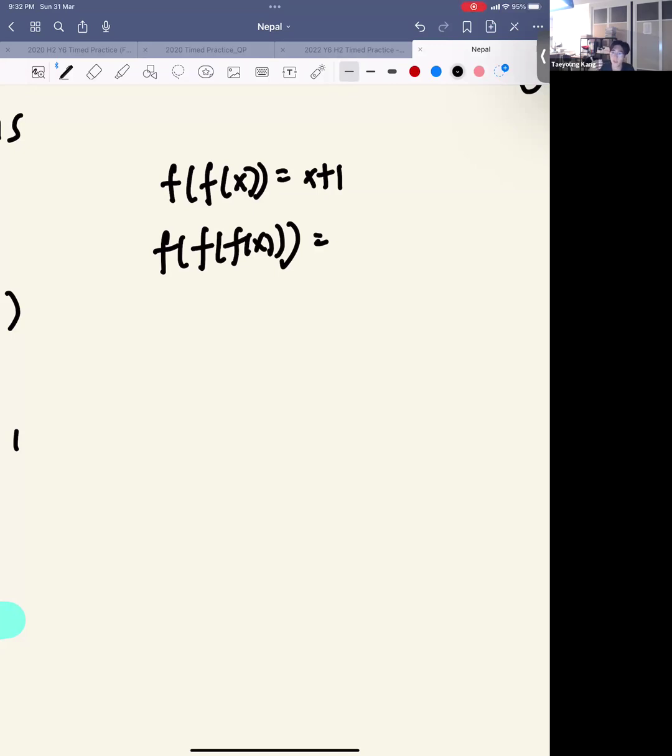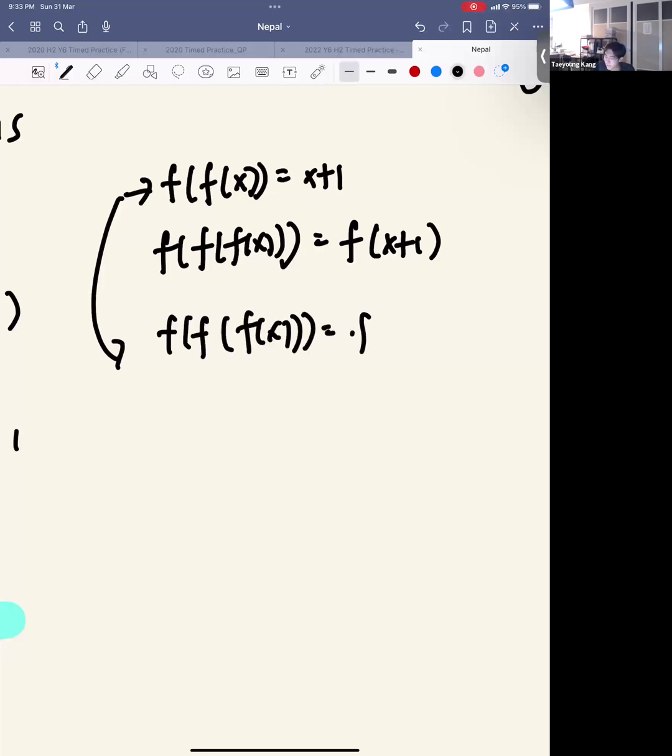The first way is you put a function on the whole thing, which will give you f(x) + 1. The second way is you substitute x with f(x). So what happens if you substitute x with f(x) over here? It becomes f(f(x)) equals f(x) + 1, because you're replacing x with f(x). But in the first case, all we're doing is wrapping the whole big thing with a function.